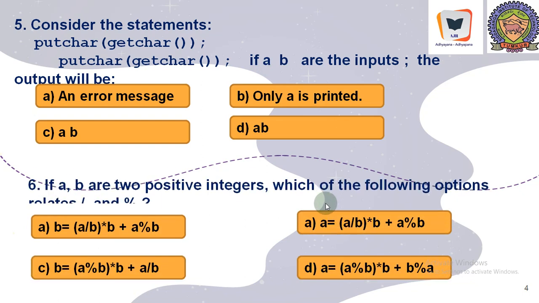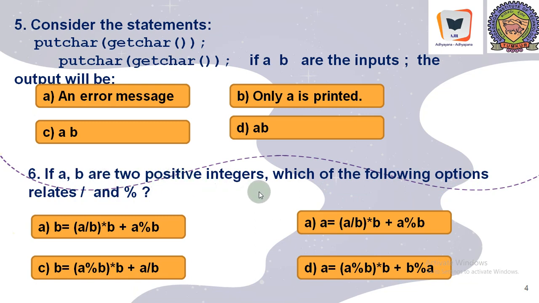Right. Now, the fourth question is, if A, B are two positive integers, which of the following options relates the slash, that is the division operator, and the mod operator? The mod operator will always return the remainder upon division, while the division operator will return the quotient value. And if integers are divided, truncation happens. That means there is no decimal place. For example, 5 divided by 2 equals 2, and 5 mod 2 equals 1. Two twos are 4, and what remains is 1.